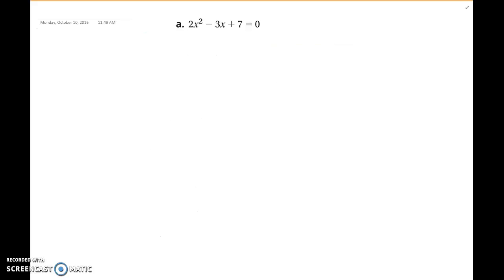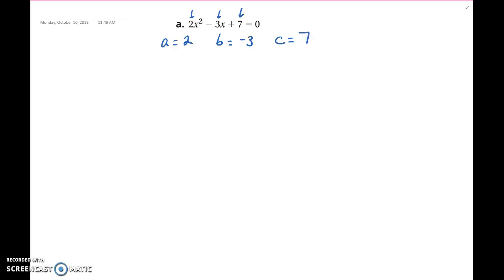The last example that we're going to do, same thing, is find the type of solutions and how many. We need to write it in standard form if it's not in standard form. This one already is, so we just have to identify our a, our b, and our c. Our a is the number being multiplied to x squared, so that's 2. Our b is the number being multiplied to our x, so that's negative 3. And our c is the constant, 7.